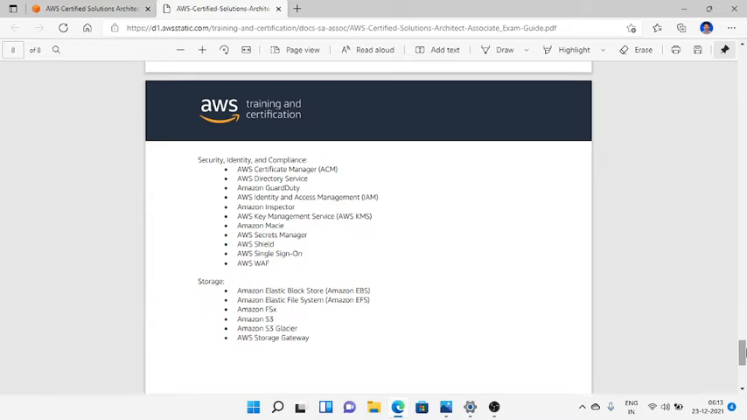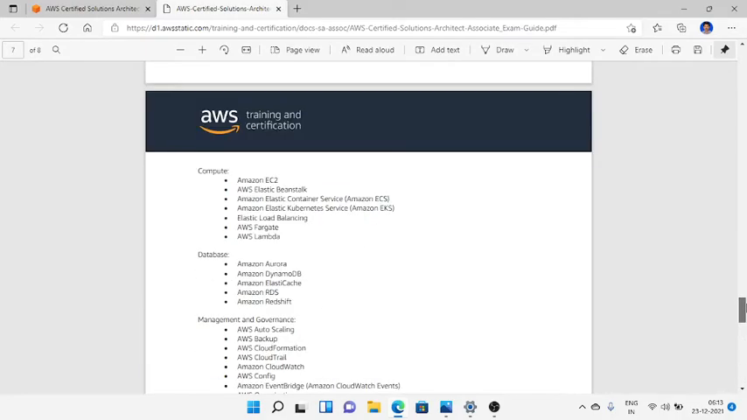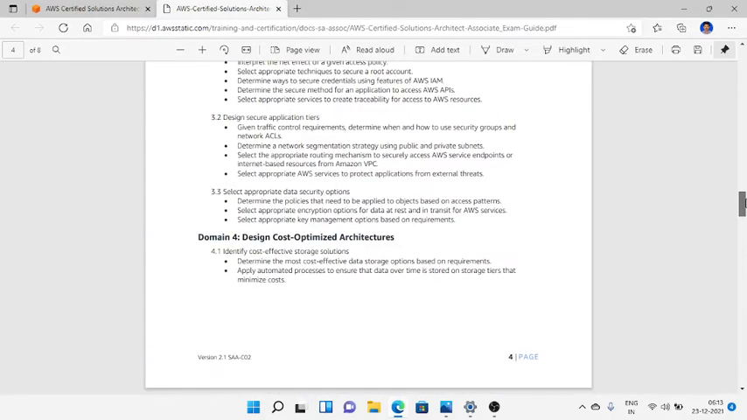Next comes the storage: Amazon Elastic Block Store, that is Amazon EBS, Amazon Elastic File System, Amazon EFS, Amazon FSx, Amazon S3, Amazon S3 Glacier, AWS Storage Gateway. So these are the different topics you have to cover before going for an exam.